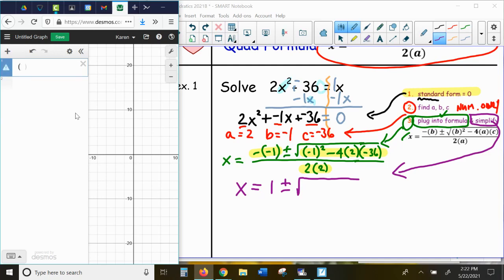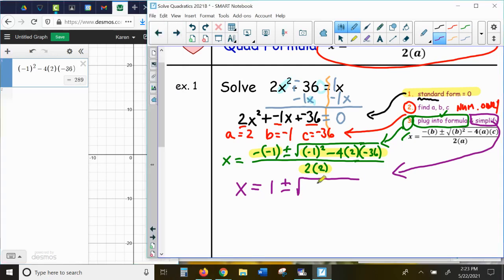So I'm going to do parentheses. What do I got here? Parentheses, -1, close parentheses, exponent of 2 in the air. Got it? Back down on the middle ground, -4, parentheses 2, and then parentheses, -36. Okay, and it calculates that for me, 289. So the number that's under this radical is 289.